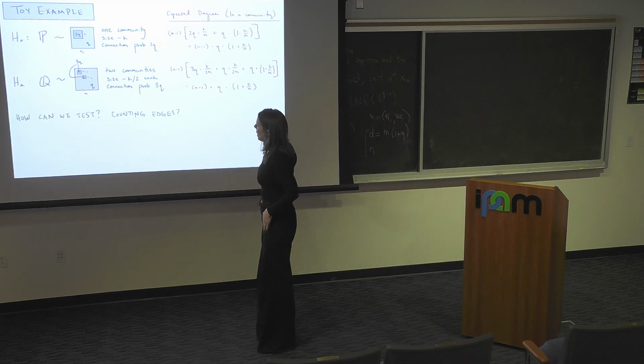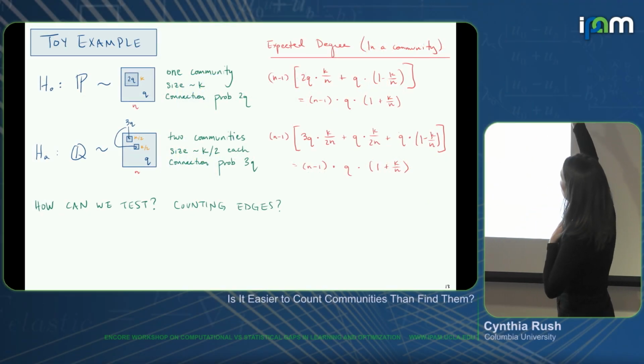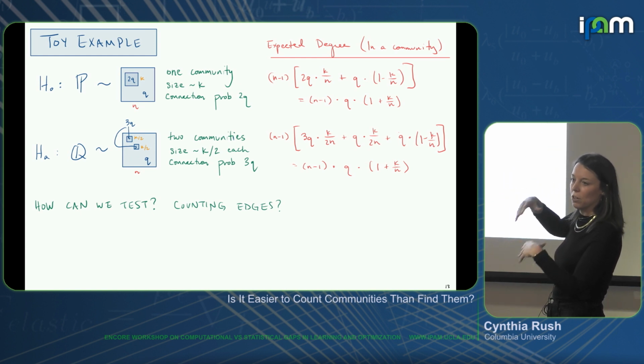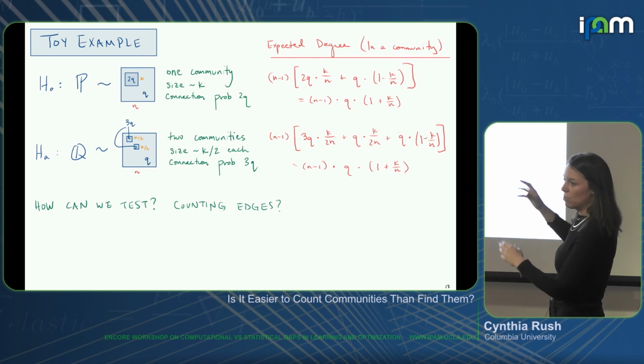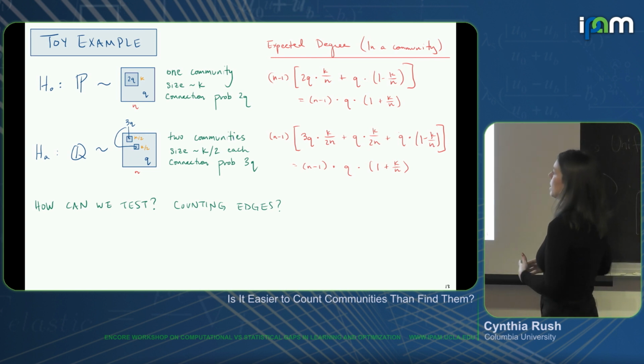So how might we test? Well, the first thing we might do is just to try to count the edges. This is kind of the stupidest idea, but I've set up the problem such that this doesn't work. The way that I chose the edge connection within the communities is such that the expected degree is exactly the same for both graphs. I did the calculations here for a node within the community. You can do the same thing for a node outside of the community. In both graphs, we have approximately k that are within community and approximately n minus k that are outside.